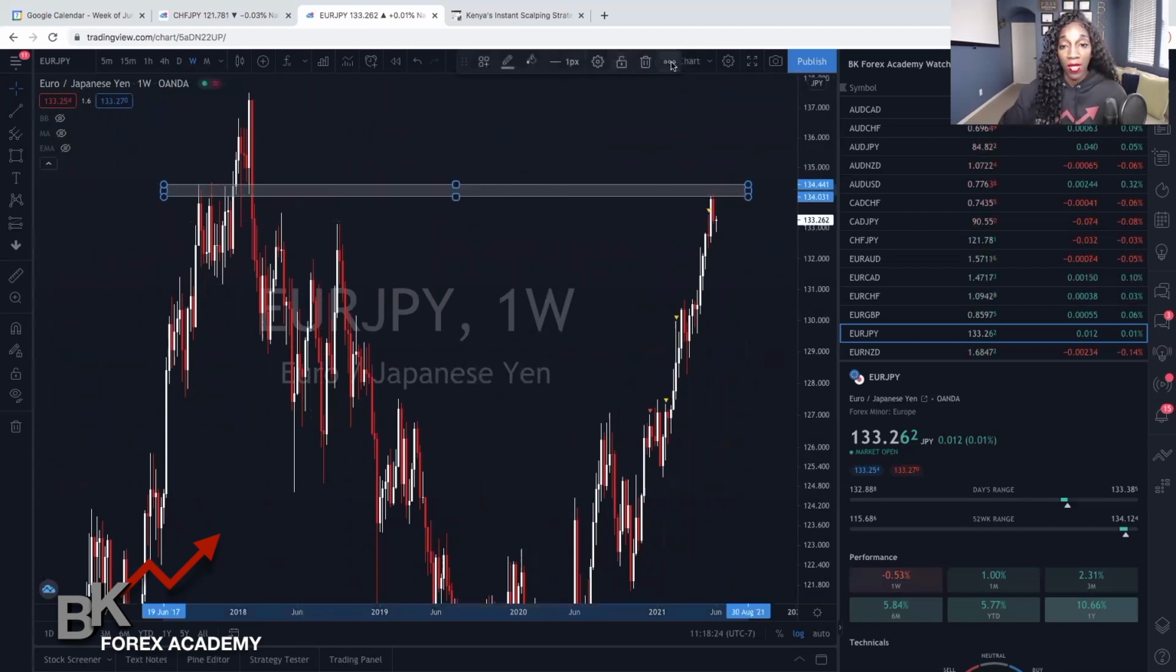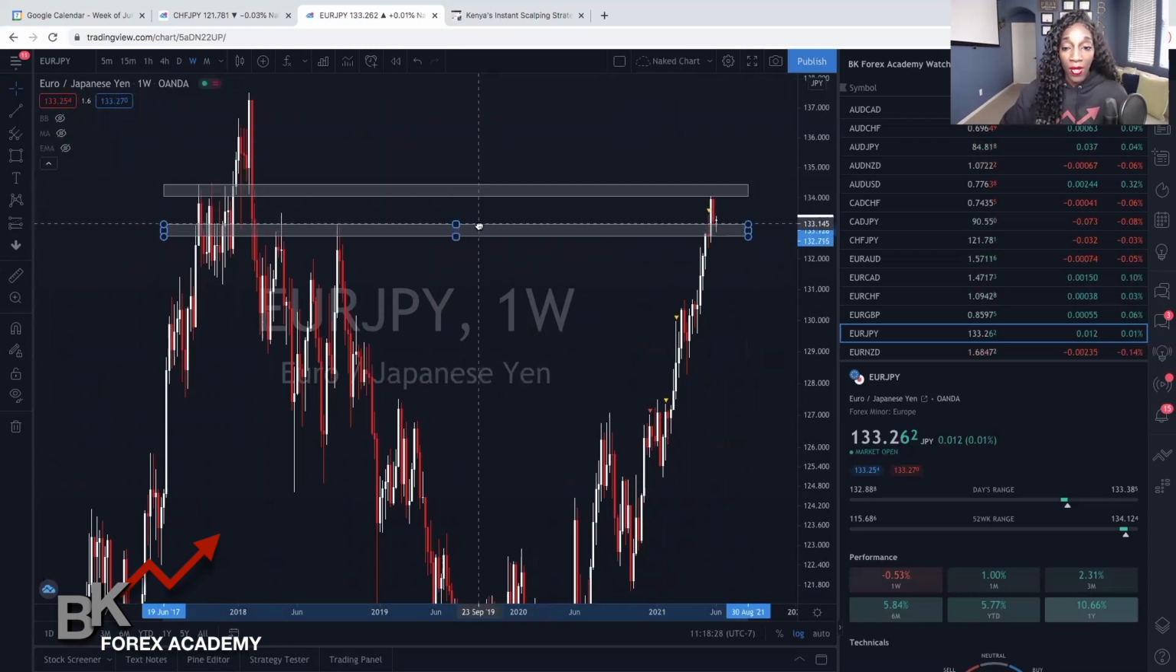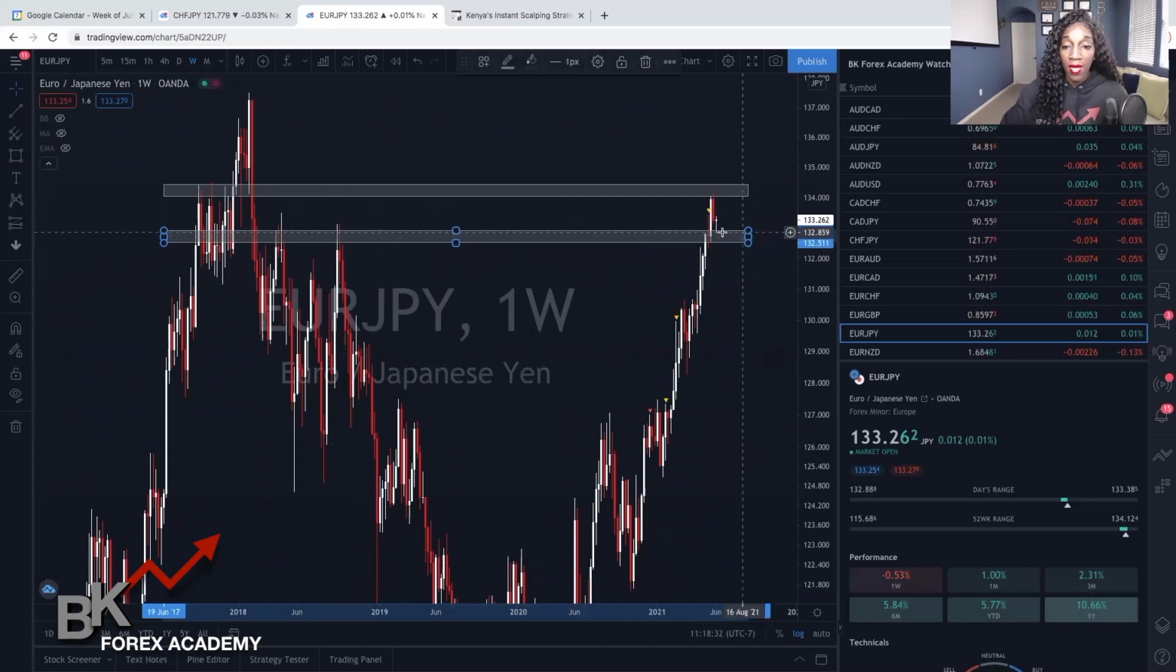as support. So let's go ahead and clone this, and I'm going to bring this down. And you can see right here where the market was previous resistance, it is now finding support right in this area. So there are a few things that can happen.